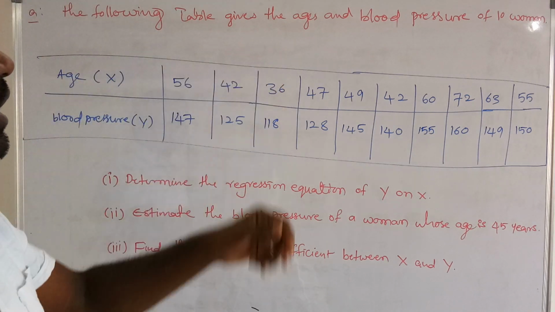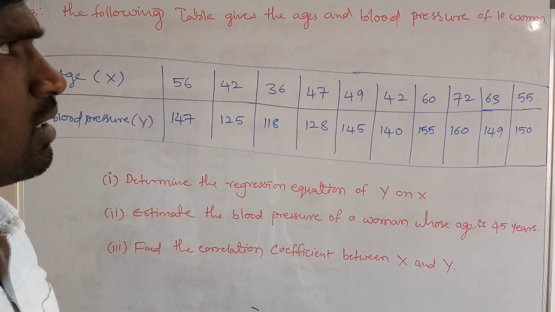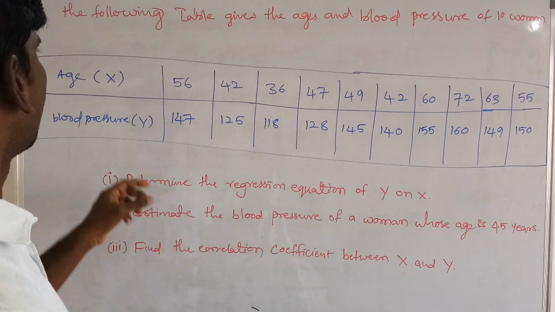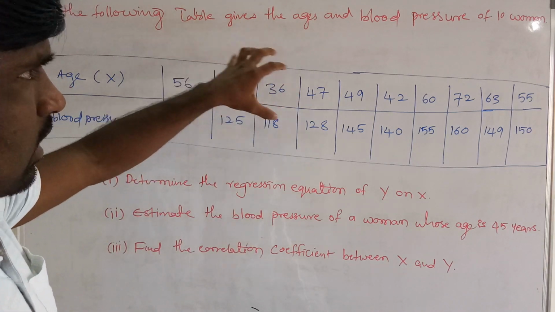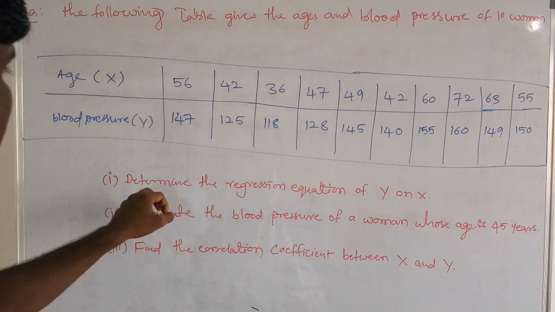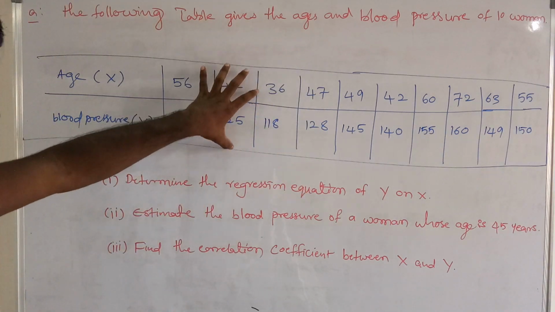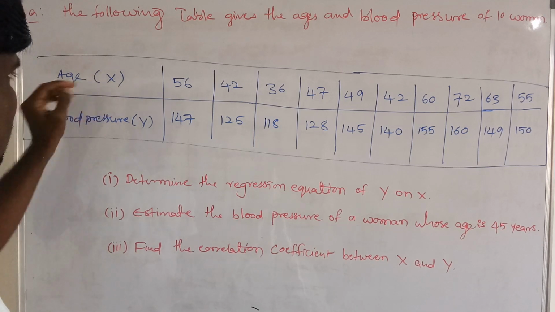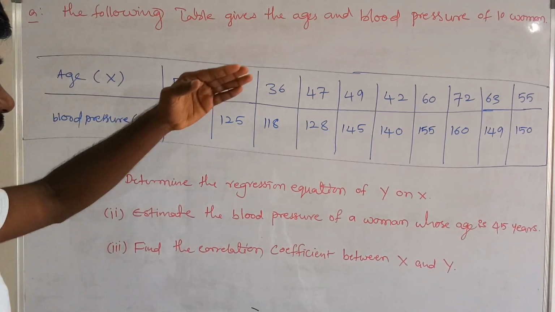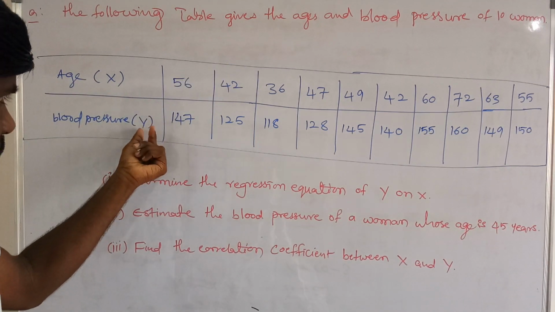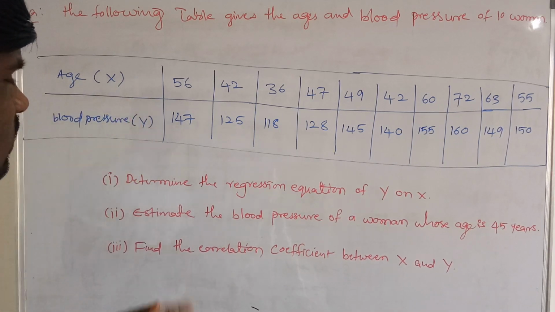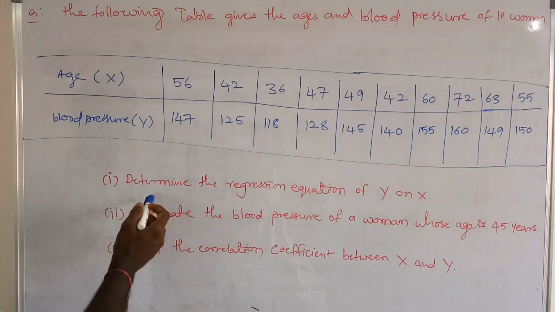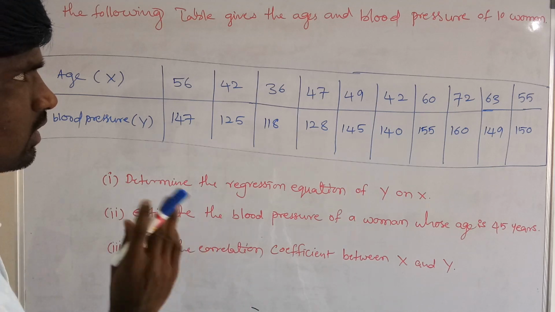The following table gives the ages and the blood pressure of 10 women. The ages and blood pressures of 10 women are given here. Then this is the data. Here the age is X and the blood pressure of a woman is Y. There are three conditions in this question.